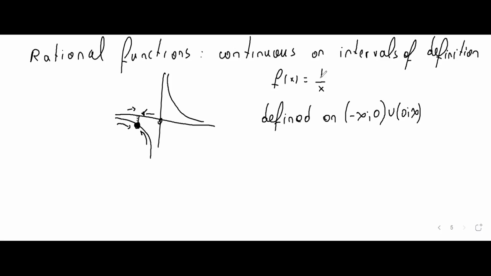So functions like this, which are rational functions, in other words quotients of polynomials, qualify to be called continuous. Just be careful to remove points where they are not well defined. All right, so this is the concept.